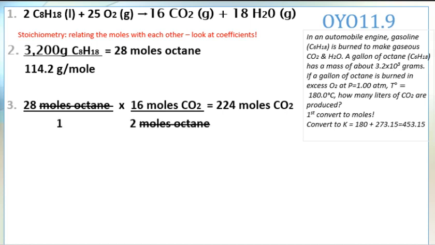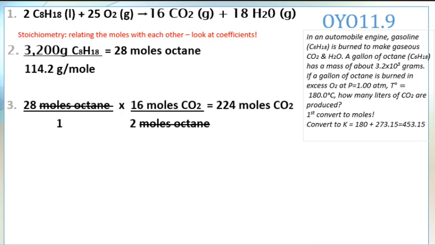Where did I get that 16 from? Right here. Now here's why I want you to do factor label method, because it'd be very easy to forget that too. Where'd that 2 come from? Right there. Okay? It's going to be easy to forget that one if you don't do it like this. We had our 28 here over 1. We have 224 moles of CO2.